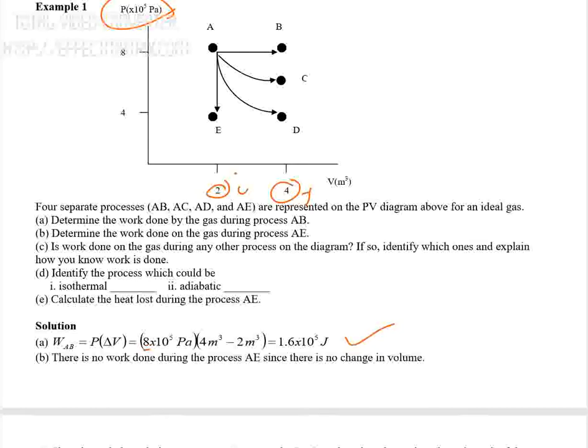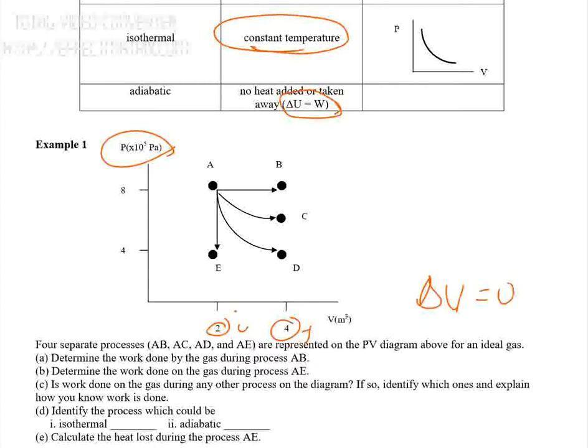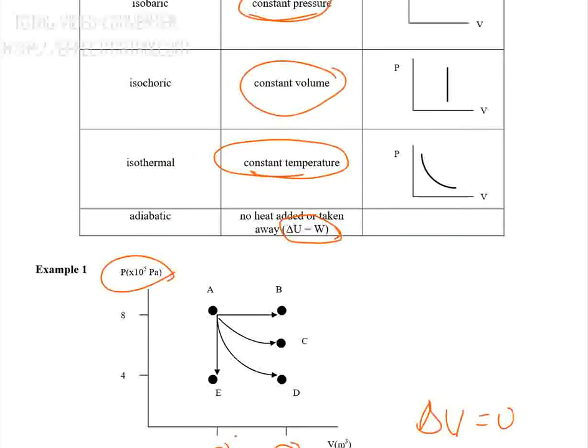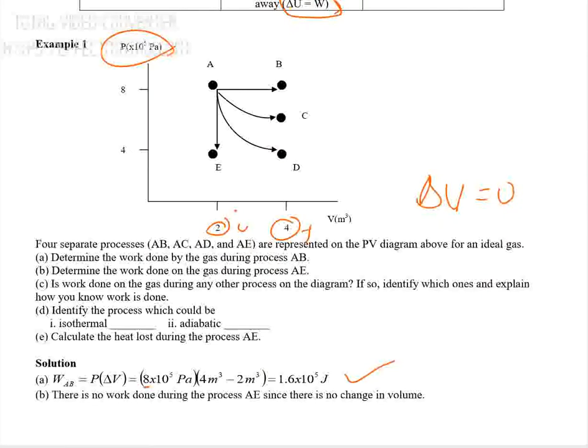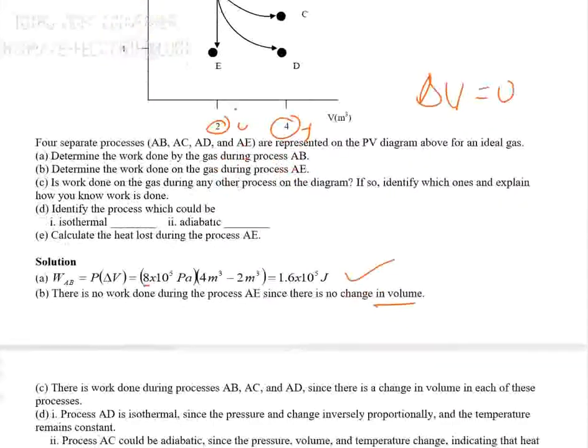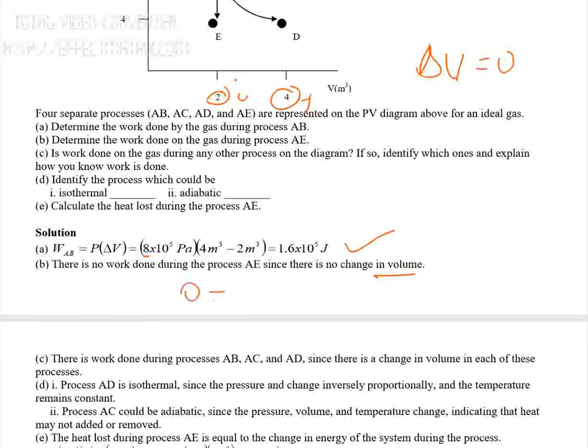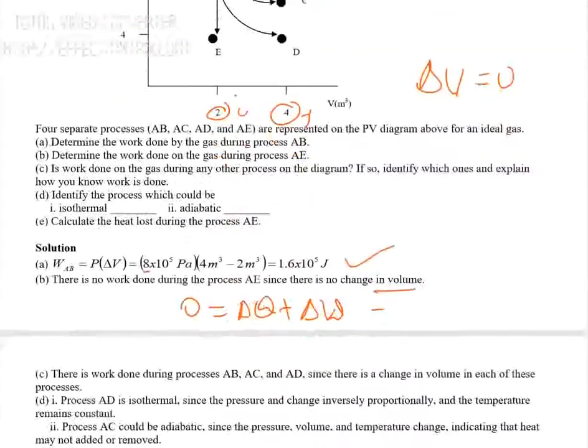Question number 2, B. Determine the work done on the gas during A to E. During A to E, the change in volume is what? 0. That means the volume is what? Constant. If the volume is constant, there is no work during A to E, since there is no change in what? Volume. Therefore, change in U is equal to change in Q plus what? Change in work done. This one is for constant volume, the isochoric process.